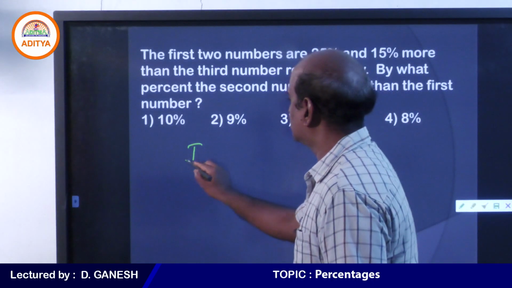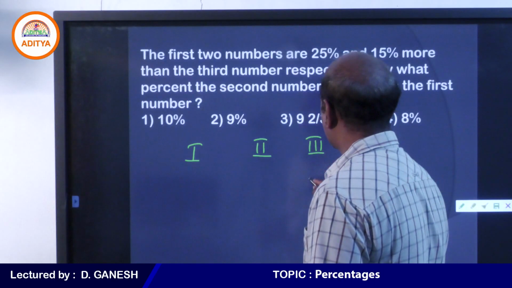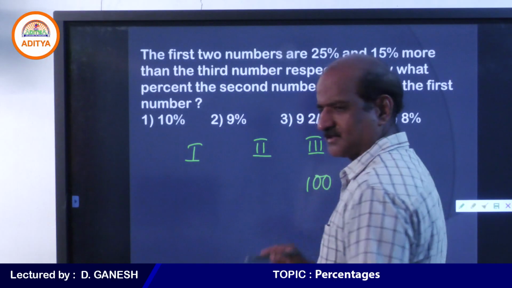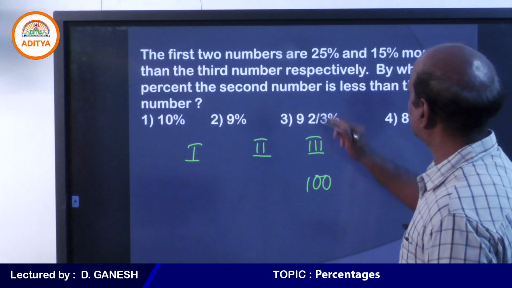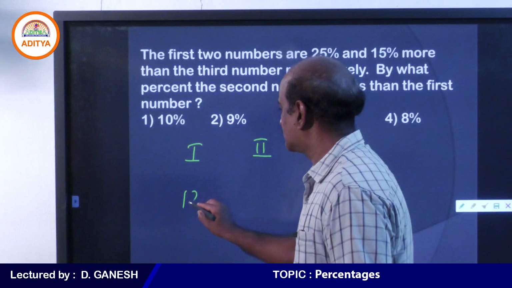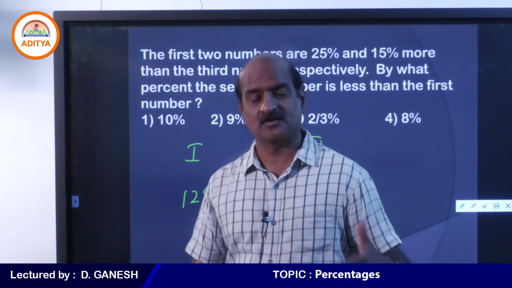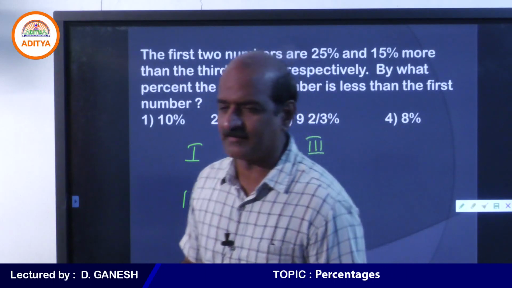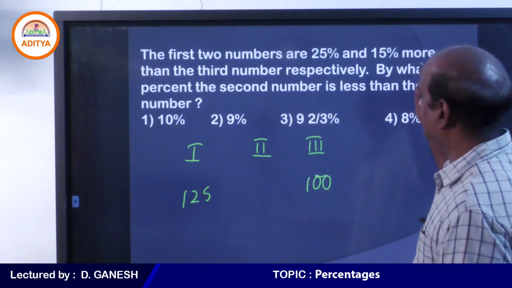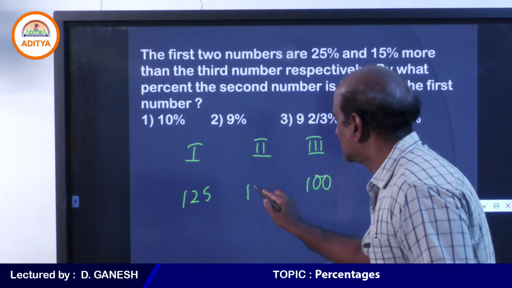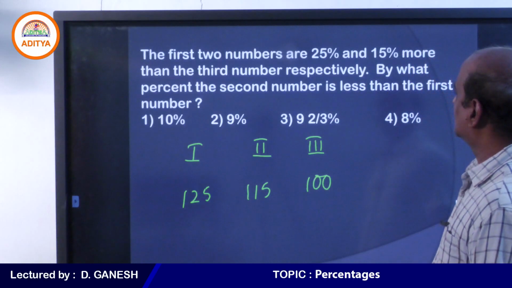So the first two numbers depend on the third number. So we have to start the third number as 100. So when we take the third number as 100, the first number is 25% more. Therefore this is 125 because that is 25% more. So obviously 100 plus 25, 125. And the second number is 15% more. Therefore this is 115. I hope you understand this.